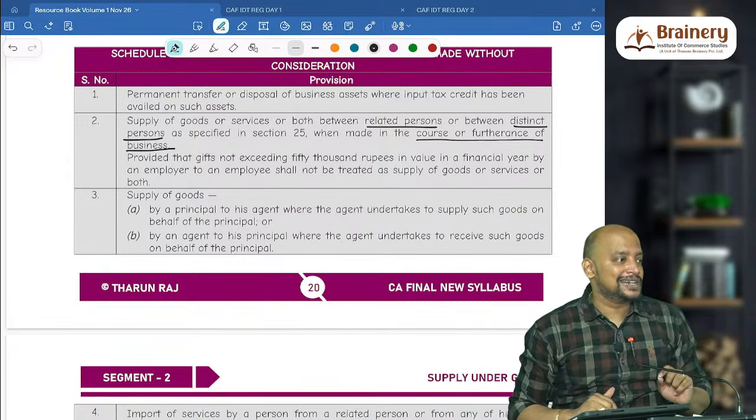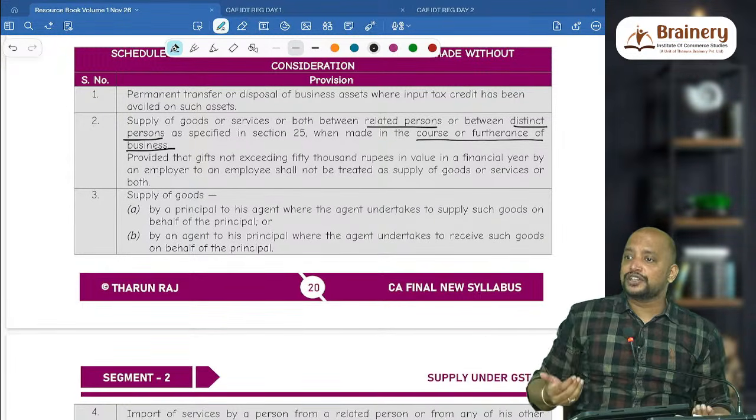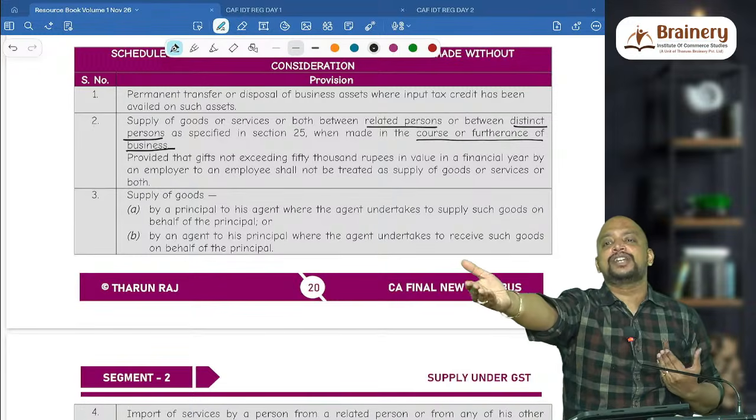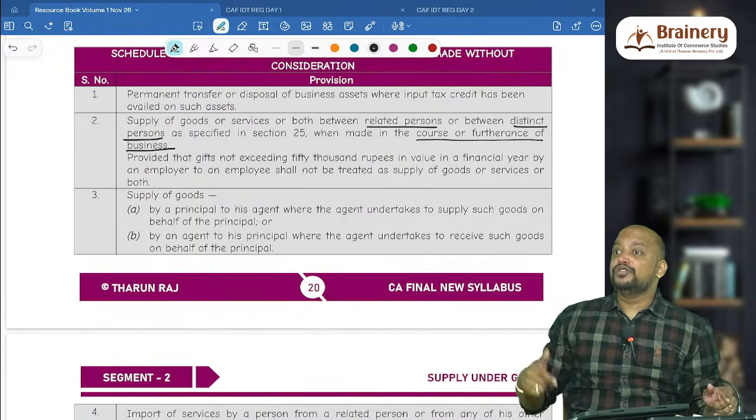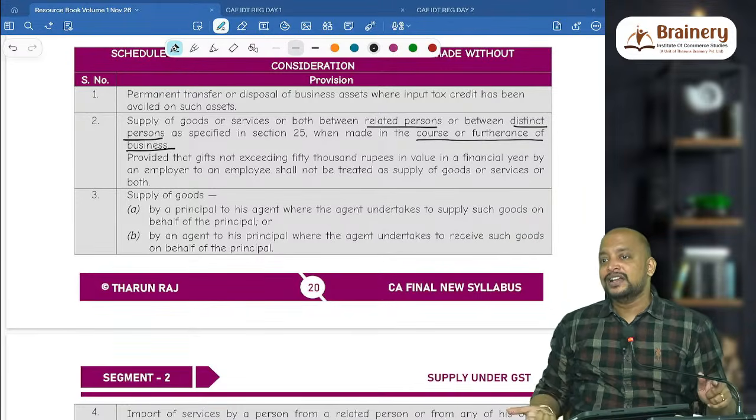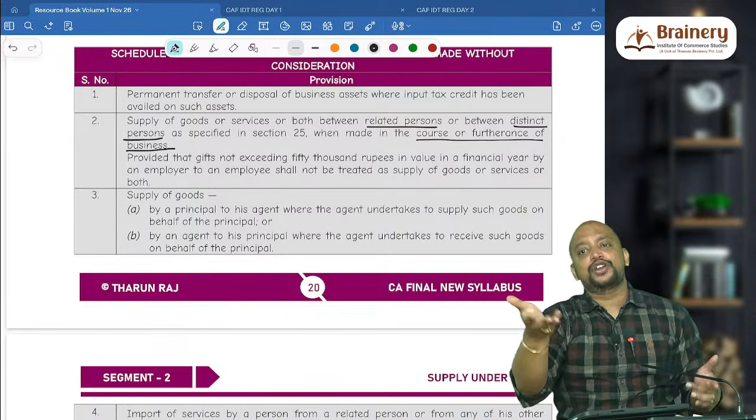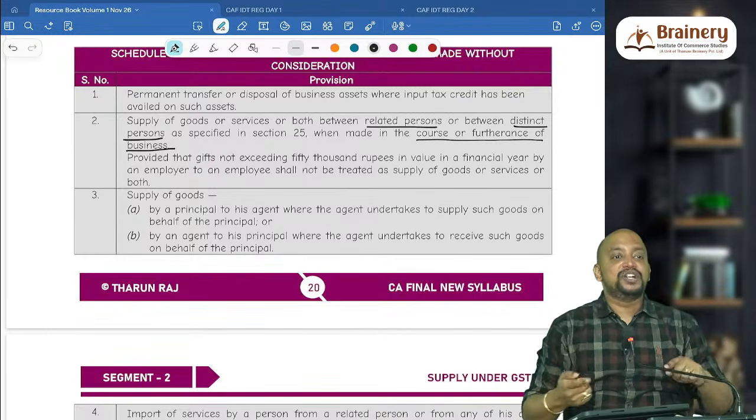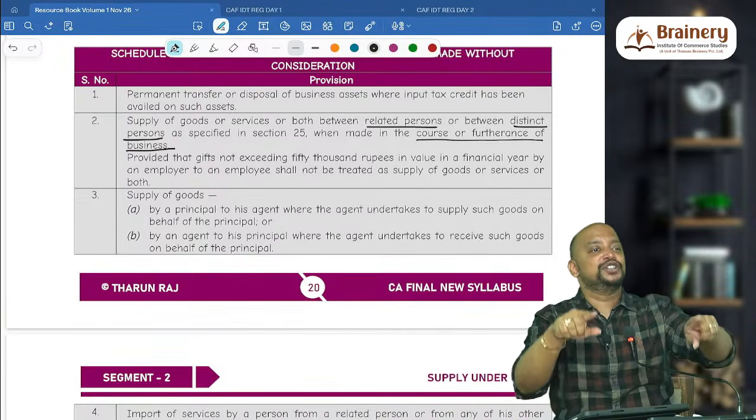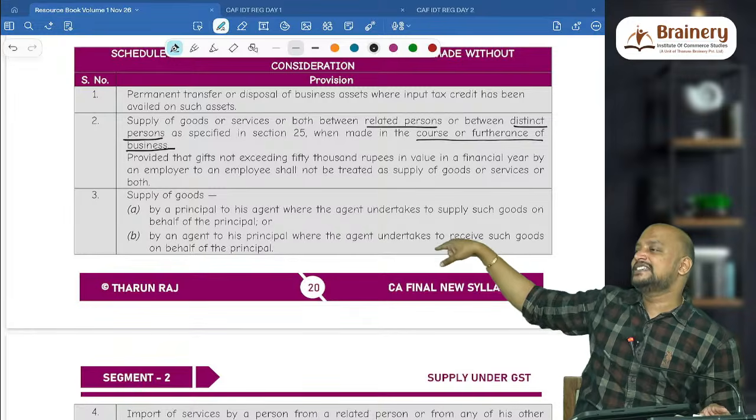What is that hidden consideration? Even if I am not charging anything to you, I know that whatever profit you generate, 55% is mine. But if you say profit is consideration, then conceptually it is a mistake. You cannot say profit is consideration. You understood? So they are telling that between related parties, even without consideration, it constitutes supply.